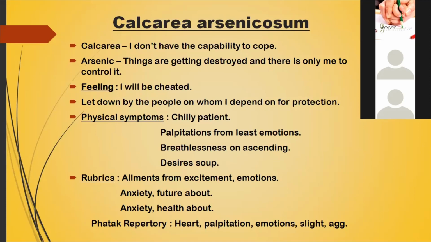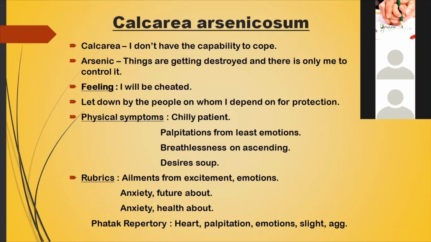That is arsenic. That's why constantly cleaning things, making things in perfect order, fastidious. Already I have lost. How much should I lose? I don't have the capability, is the Calcarea thing. Arsenic thing is getting destroyed. There is only me to control it. So the Carcinosin, cancer miasmatic theme comes here. The feeling will be, I will be cheated. That is arsenic. So cheating part is arsenic. I will be cheated if I am not cautious, I am not controlling. Let down by people on whom I depend on for protection. That is the theme of Calcarea ars. They both combine, that will be the theme.